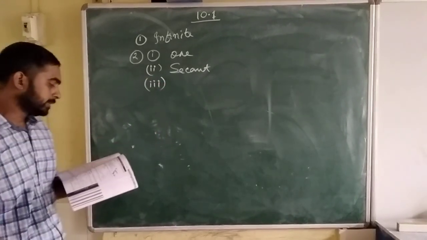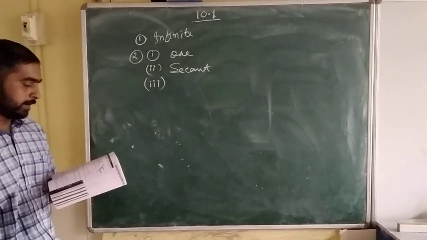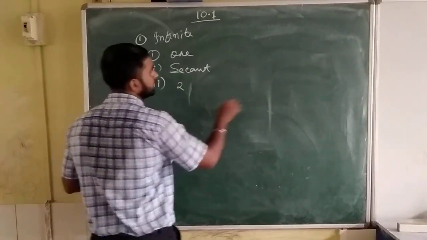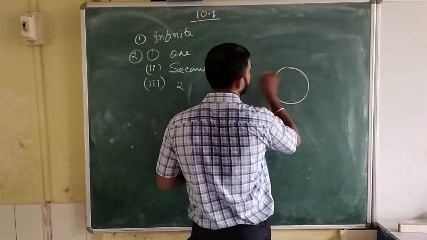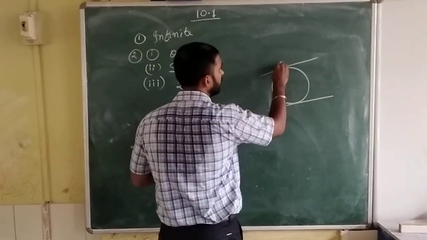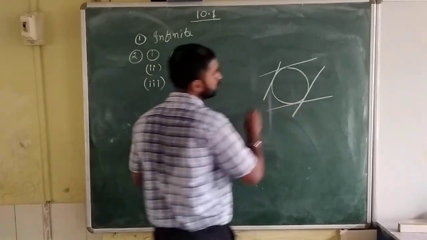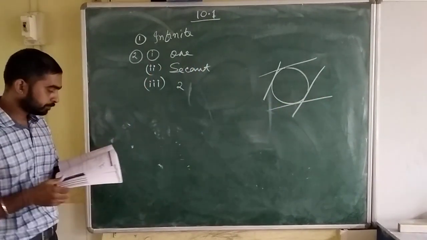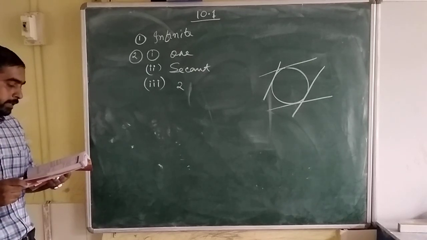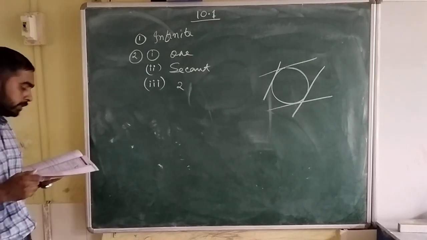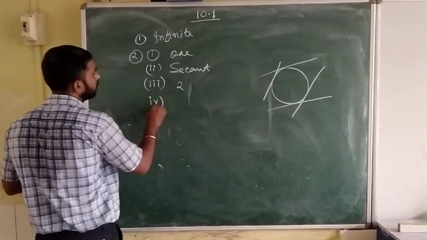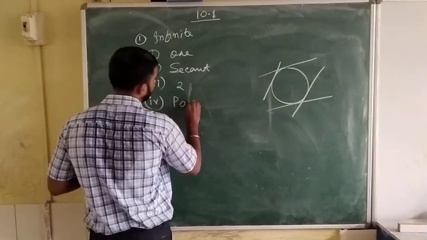A circle can have at most dash parallel tangents. At most 2. Why? See, these are tangents and these are parallel. How many? 2. So only 2 pairs. Then the common point of a tangent to a circle and the circle is called the point of contact.